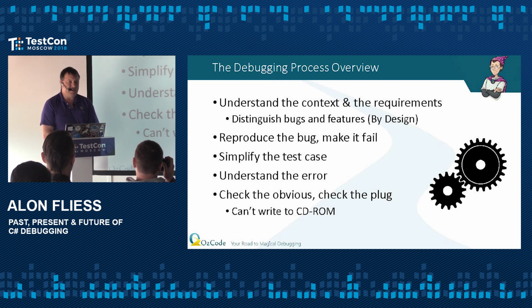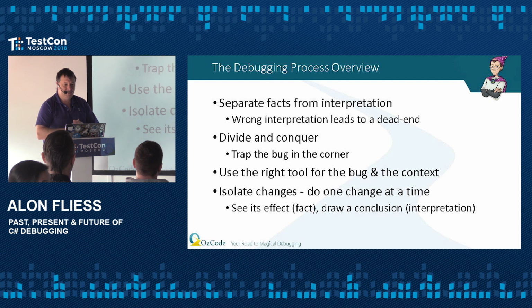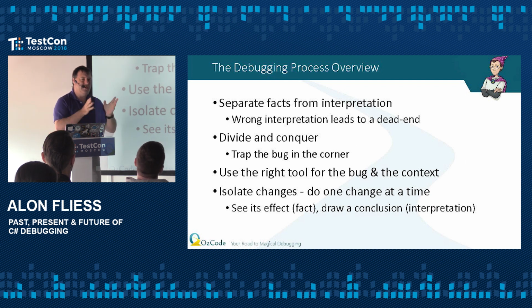Then you need to simplify the test case and get rid of code that is not related to the bug. You need to understand the error. You need to check the obvious: you can't write to a read-only file. You need to collect facts, and you need to separate facts from your interpretation, because it may lead you to a dead end. So write down all the facts that you found.